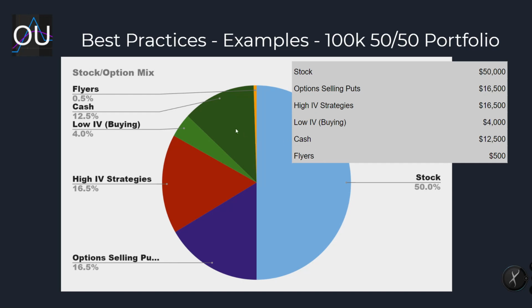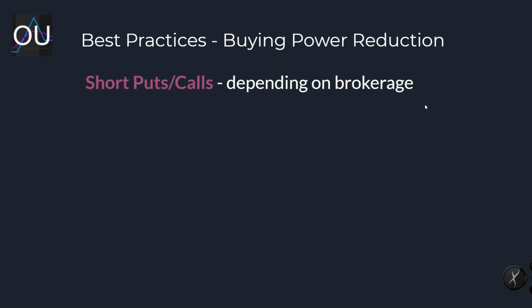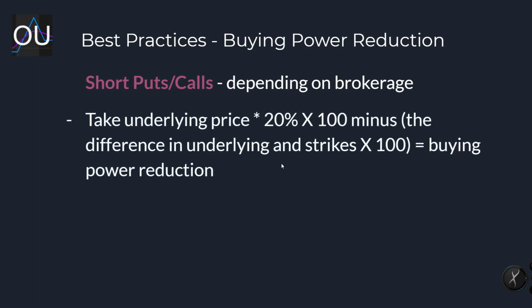If you're not having a great month, look to the other high probability strategies where you can keep your portfolio in check. Let's talk about option buying power reduction. If you're short puts or calls, depending on your brokerage, typically a brokerage will take the underlying price and consider about a 20% buying power reduction. So that would be 20% of the particular trade.